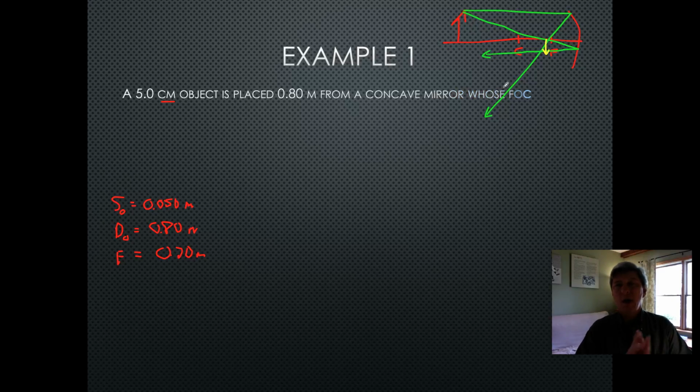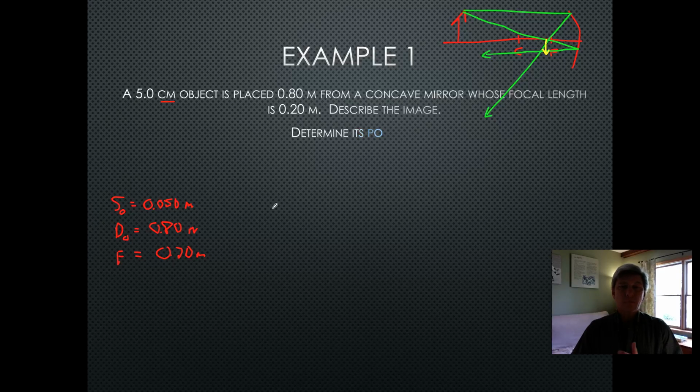And in addition, the size of the image should be smaller than the object. So we can use that to check ourselves. So that's the first thing that we need to do. The image is real. All right, so we're describing the image. The image is real, it is inverted, and it is smaller than the object, okay? So the first thing that we're going to do is try to determine its position.